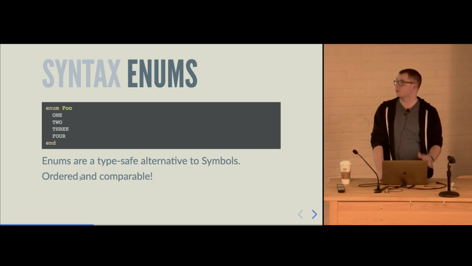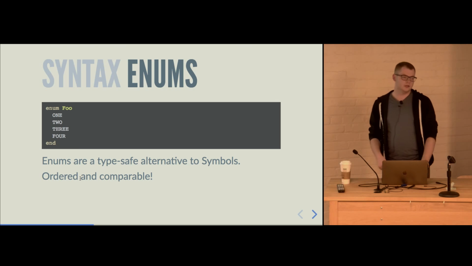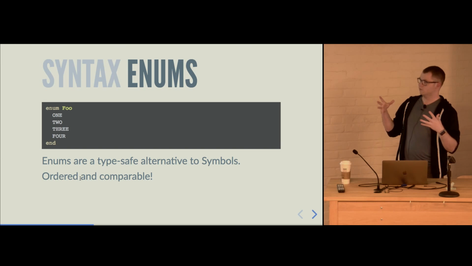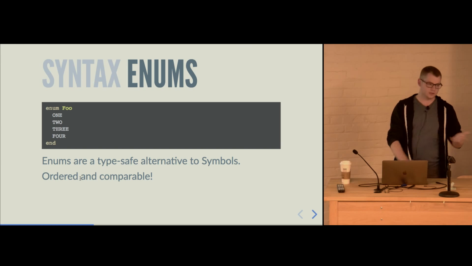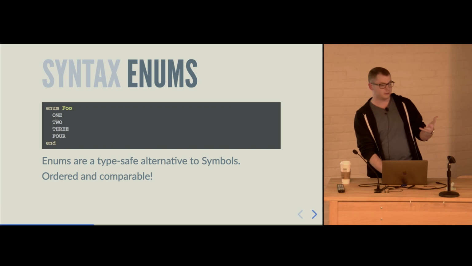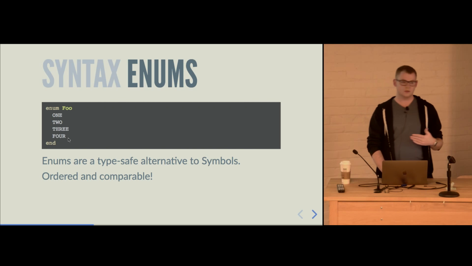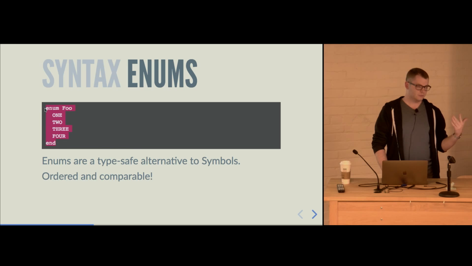You also have enums. This is sort of the last kind of type. Enums are a fixed set of values. In this case, we have an enum Foo that has possible values of 1, 2, 3, or 4. If you make an enum of type Foo, it can only have one of these 4 values.